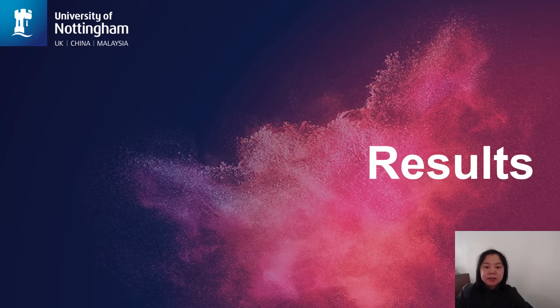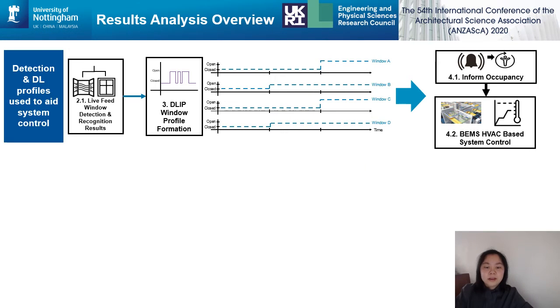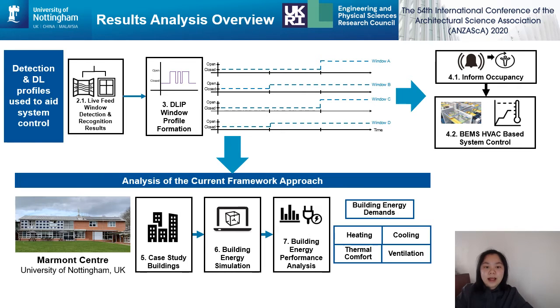The following presents the results and the corresponding discussion from the analysis of the developed approach. In reality, the window detection and recognition results, which form the occupancy profiles, would directly feed to notify occupants about the window conditions and also the building control system to monitor HVAC systems. However, for analysis, the deep learning window profile results will feed into the created building energy simulation cases to perform building energy performance analysis.